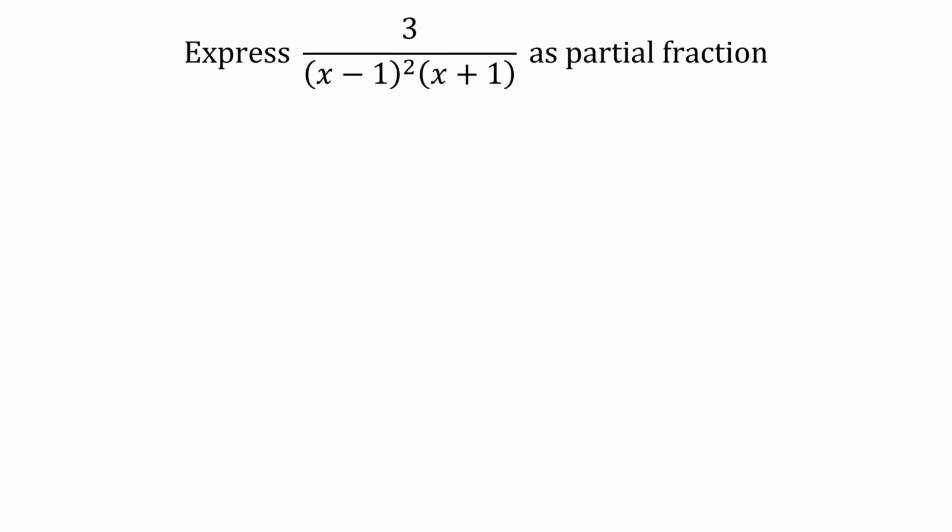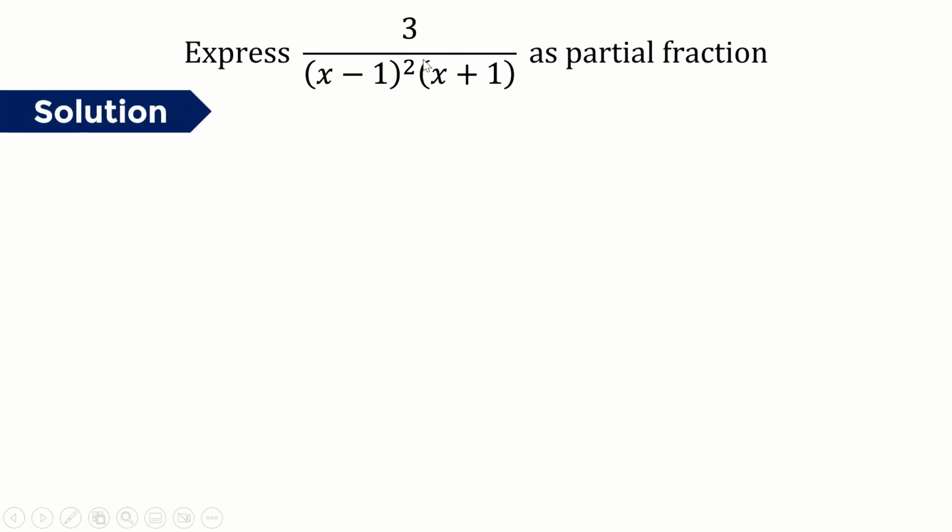Okay, express 3 over (x minus 1) squared times (x plus 1) as a partial fraction. Alright, so for this question, this is a partial fraction question. So first, before we do the partial fraction, we need to determine whether this fraction is proper or improper. For this expression here, this is a proper fraction.